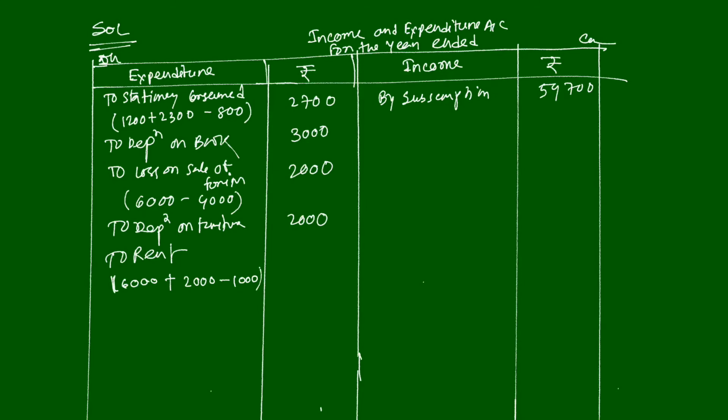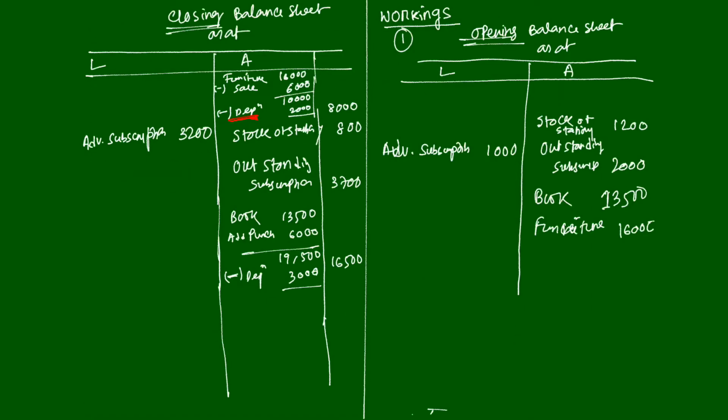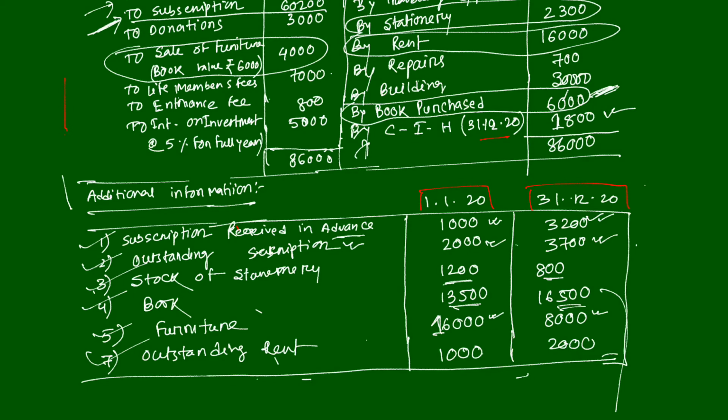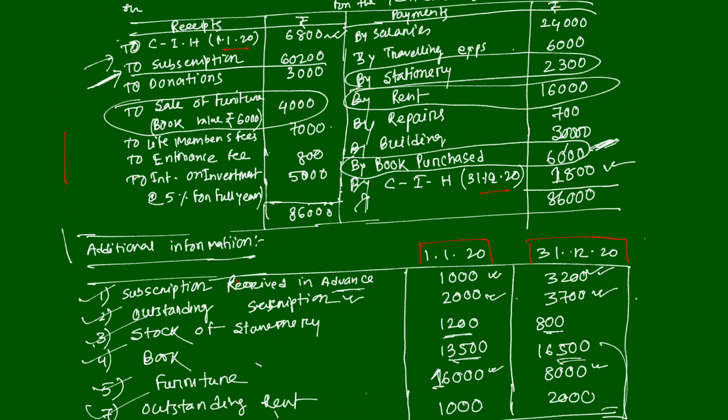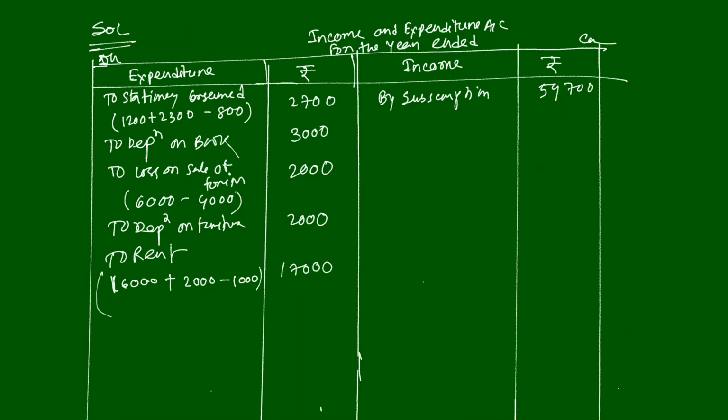That 16,000 written 17,000 after. In your closing balance sheet, you write rent outstanding. What is the value? 2,000. Opening balance sheet, you write rent outstanding 1,000. This is your opening balance. So already complete everything. The remaining part, whatever is there, will be written right now. So what is the remaining part? We already complete everything, each and everything.